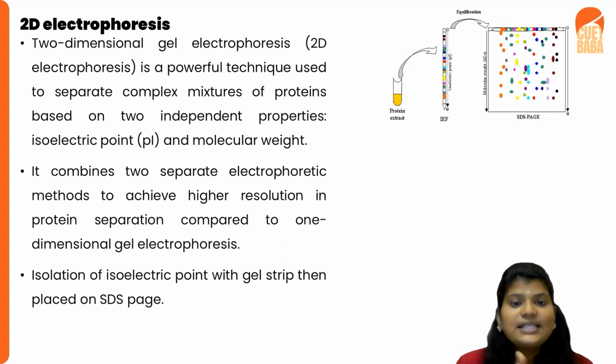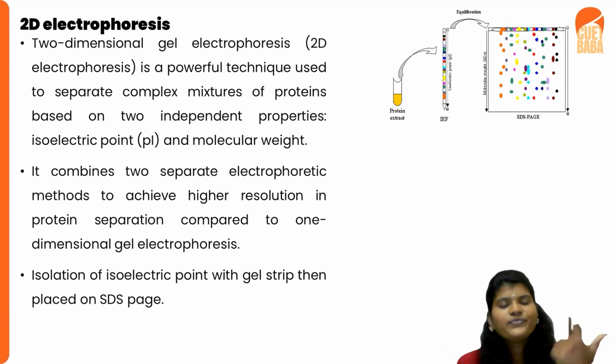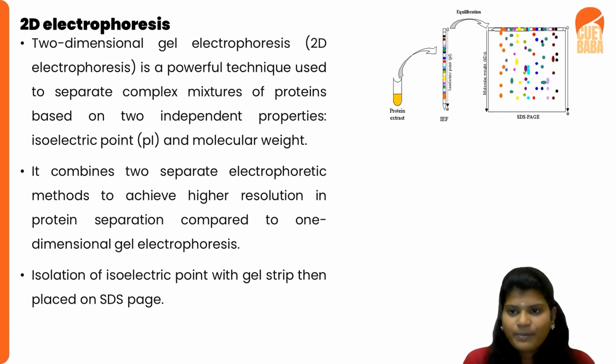Next step will be SDS-PAGE. Next we have to separate based on the molecular weight. In SDS-PAGE, we will have two different gels: one is stacking gel, another one is resolving gel. The stacking gel is prepared with bisacrylamide, acrylamide, TEMED, ammonium persulfate, and so on. Likewise, with a different concentration, the resolving gel is also prepared.